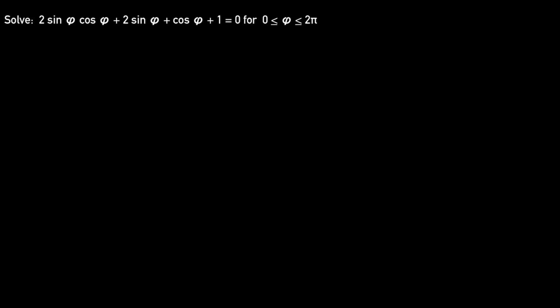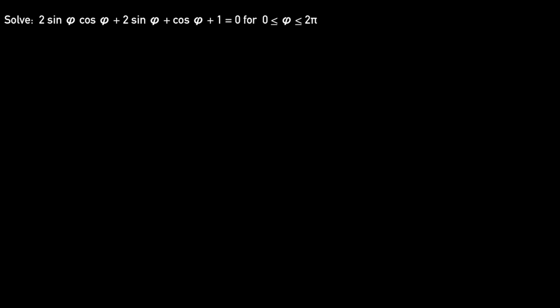So today we have: solve 2 sine of phi times cosine of phi plus 2 sine of phi plus the cosine of phi plus 1 equals 0, when phi is between 0 and 2 pi. So this is actually a really easy problem. It's just one of those solving trig equation and simplifying trig equation problems.